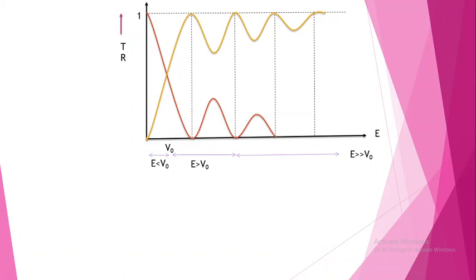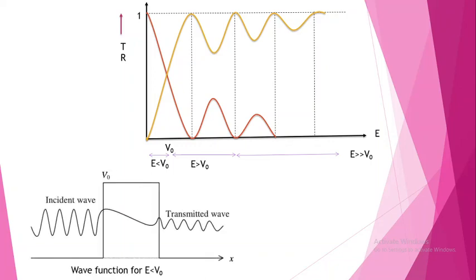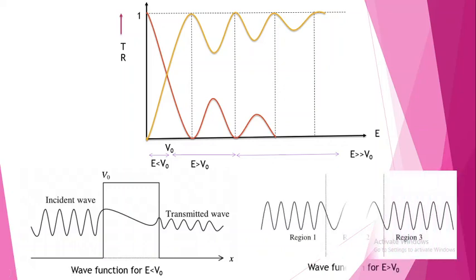Then in barrier transmission, in this way we can denote the wave function. When energy is less than the potential barrier, then for the incident wave we have this type of wave function, then tunneling will take place, and finally we get a transmitted wave. The amplitude of the transmitted wave will be less because some amount will be reflected back. And if the energy is greater than V naught, then the particle can easily pass through the barrier, so there is no change in the amplitude of the wave.